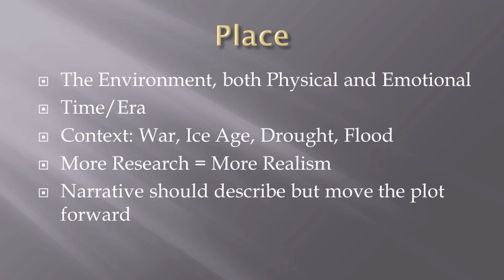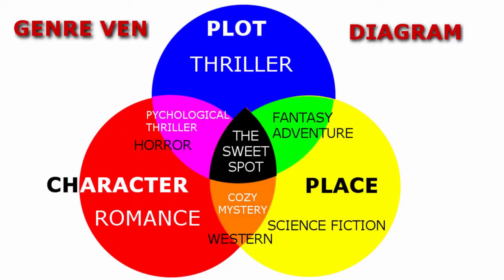Now, I warned you earlier that these would be constrained by genre. Here we have the great genre Venn diagram. Don't snicker. It took me a lot of time to put this together. Up at the top, we have plot. To the left, we have character. And on the right, we have place.